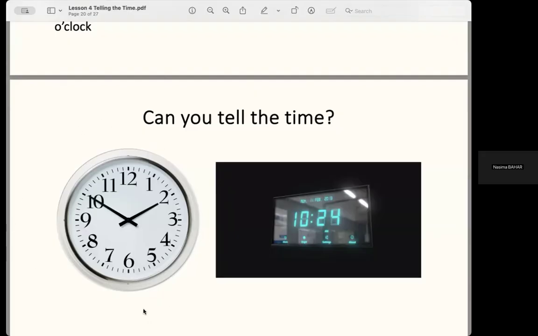Okay, ma'am. 10 minutes to 2. Whoa, Nasima, good, excellent. So we started off with a relatively hard one. Nasima, your English seems quite good. Do you think you could convert that into a digital way? How would you say that if that was on a digital clock? What do you think it would look like?